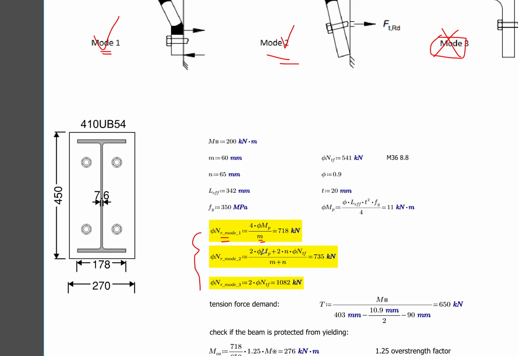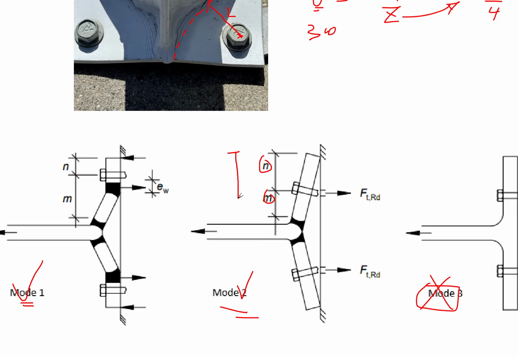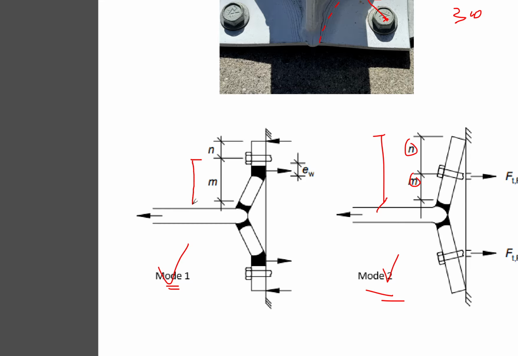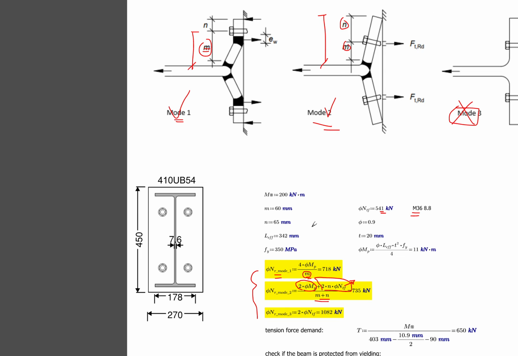The second mode is the yielding of the plate, this first component, plus the elongation, the tensile strength of your bolt, N T f, that's the bolt strength. We are using an M36 bolt, the tensile strength is 541 kilonewtons, divided by a longer lever arm, M plus N. So M plus N is the longer lever arm for mode 2, and mode 1, with the smaller lever arm, is only M. That's why in your first mode, M is the lever arm.